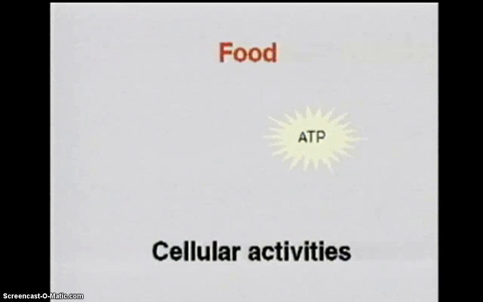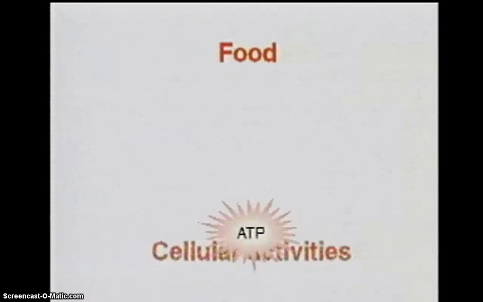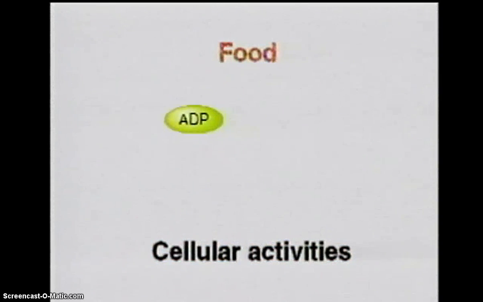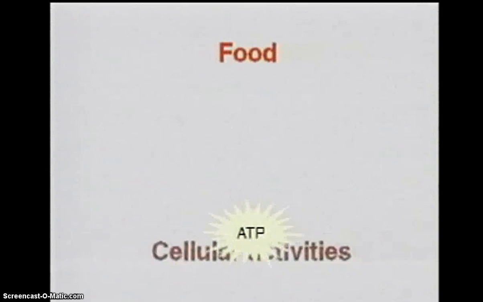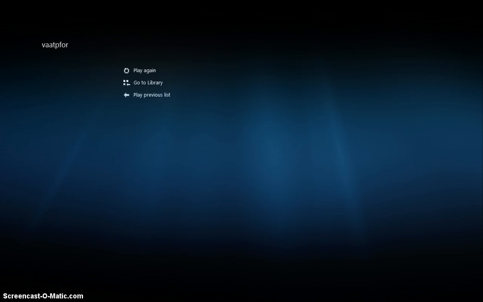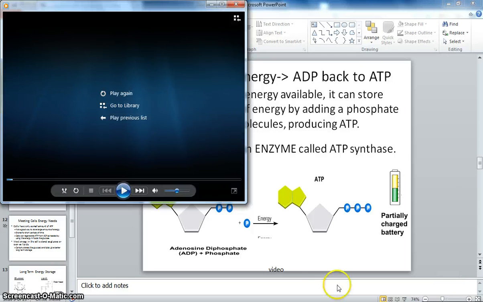The energy stored in ATP is transferred and released when needed to power cellular activities. This process may occur as many as 10 million times per second in some cells. So you can see that this process is continually happening.